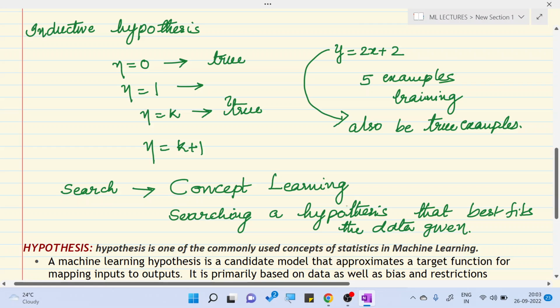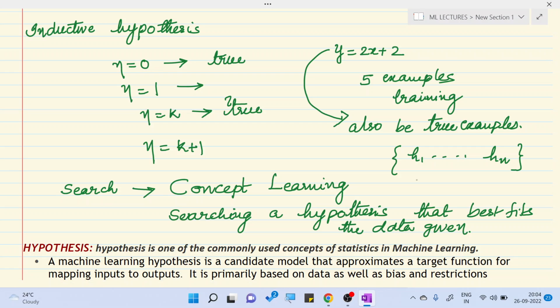So concept learning is a searching problem. What are we searching? We have a set of hypotheses, H1 and so on to Hn. Among these, which will satisfy all the given training examples. So I hope the hypothesis concept is clear. What is hypothesis? An explanation based on the limited or given evidence.